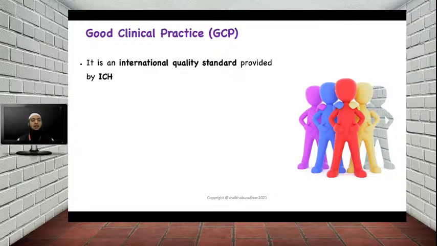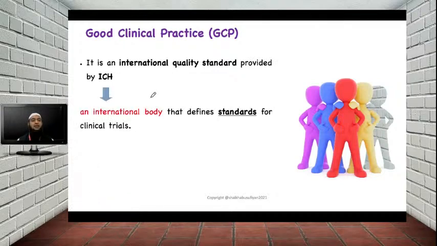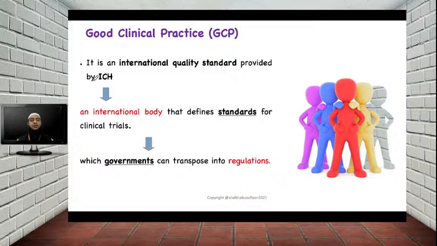What are the GCPs? It is an international quality standard provided by ICH. And what is ICH? ICH is basically an international body that defines the standards for clinical trials. Once the ICH has defined the guidelines or standards for clinical trials, it is the role and responsibility of the respective governments of the countries to see that these guidelines are transposed into regulation, right? Because these are internationally recognized guidelines.